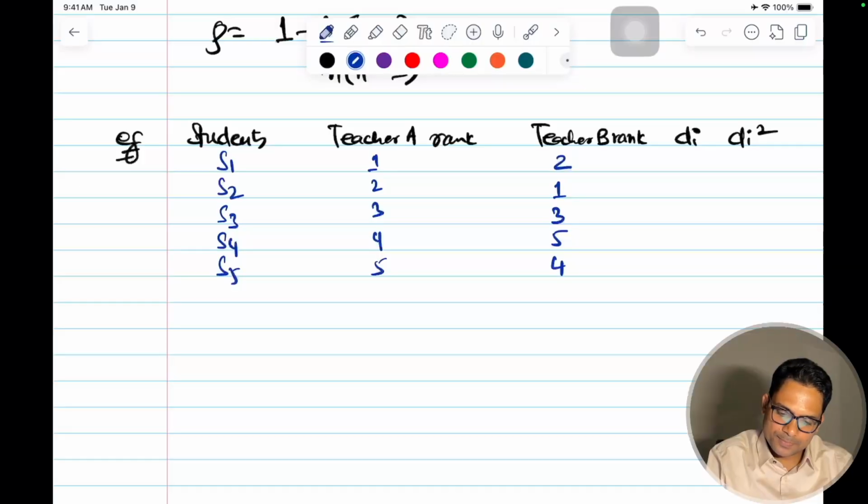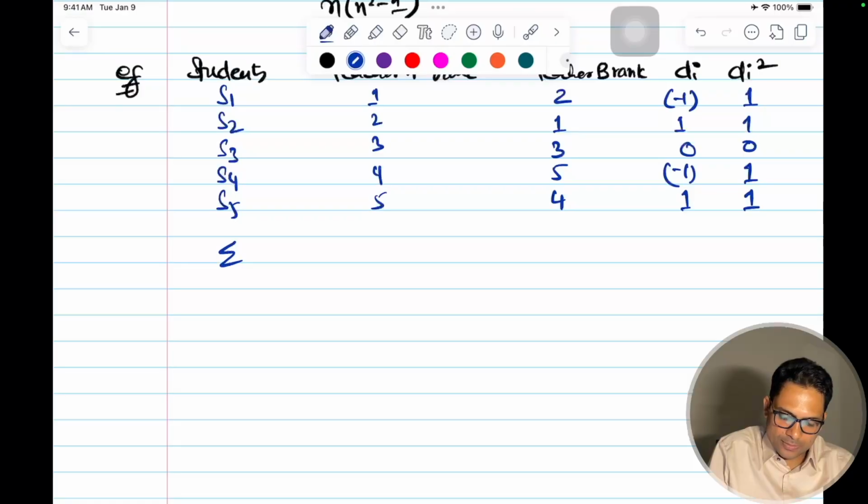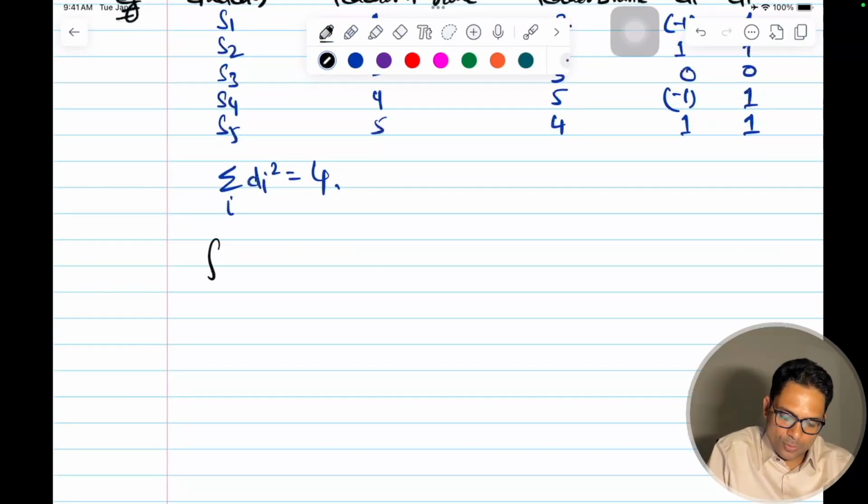So what is the difference here? di is the rank difference. 1 minus 2 is minus 1, and di square is 1. 2 minus 1 is 1, 1 square is 1. 3 minus 3 is 0. 4 minus 5 is minus 1, and minus 1 square is 1. And 5 minus 4 is 1, 1 square is 1. So the summation over i of di square is equal to these all sums: 1, 2, 3, 4. Equal to 4.